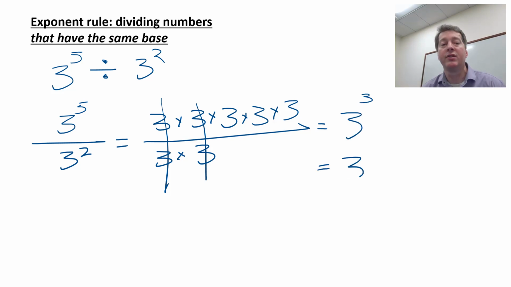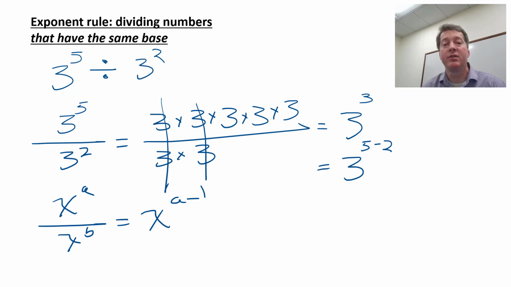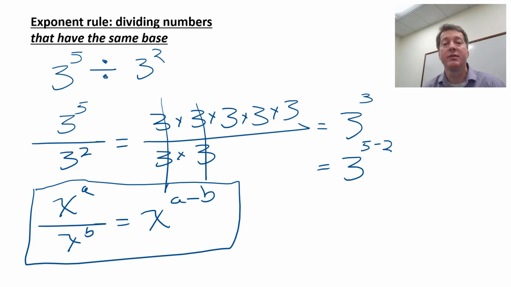I am left with 3 to the what? To the 5 minus 2. So when you divide, you subtract the exponents. So as a general rule, x to the a divided by x to the b is x to the a minus b. You subtract the exponents, another very important rule to memorize.